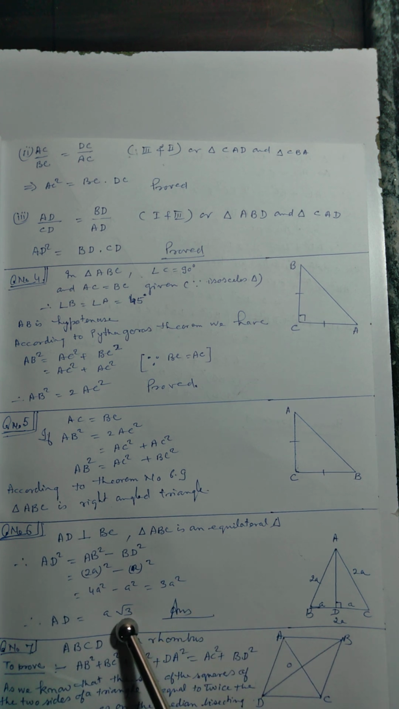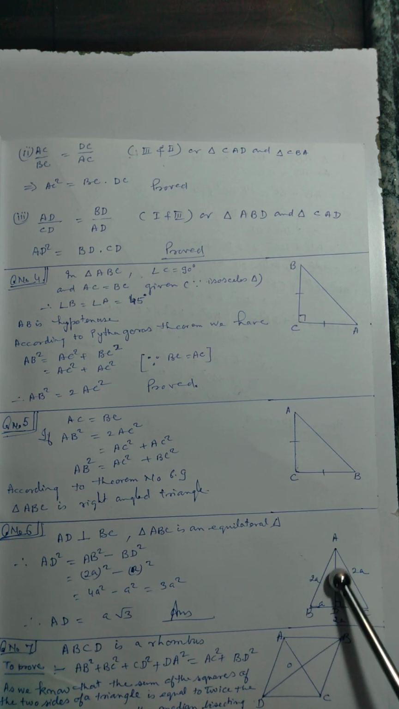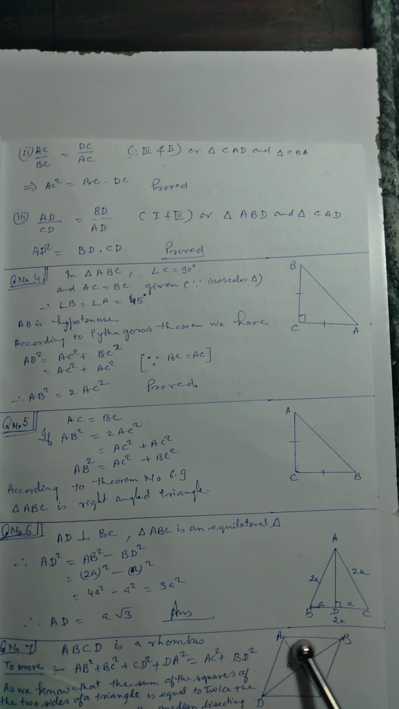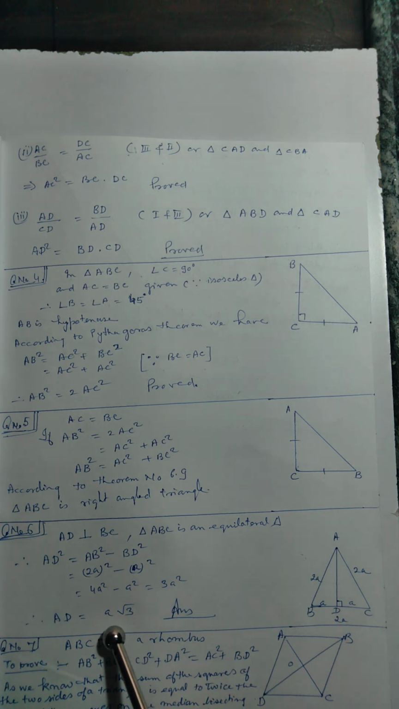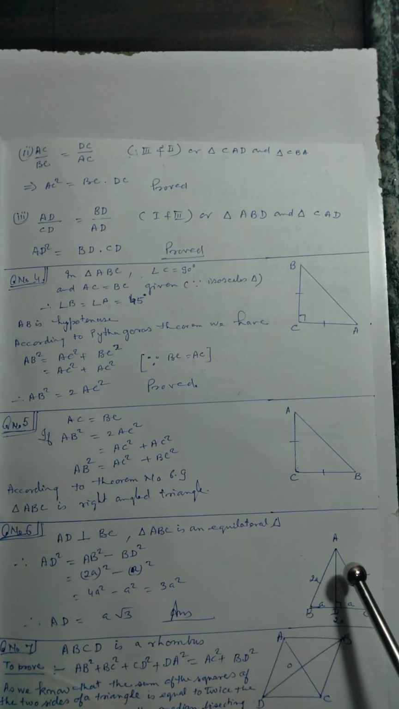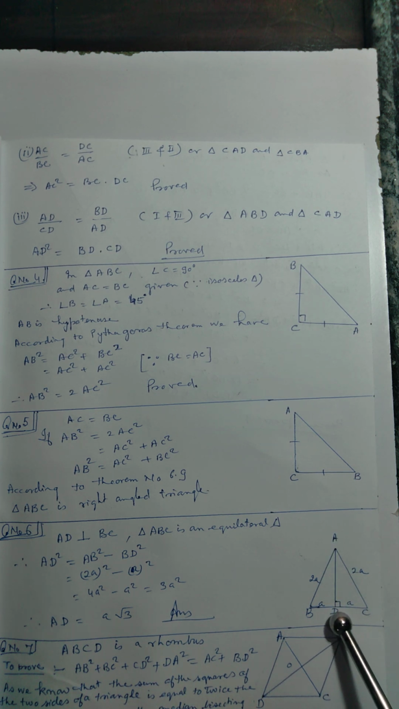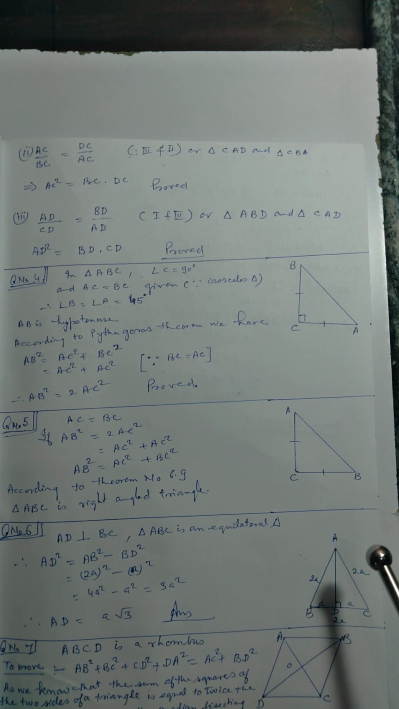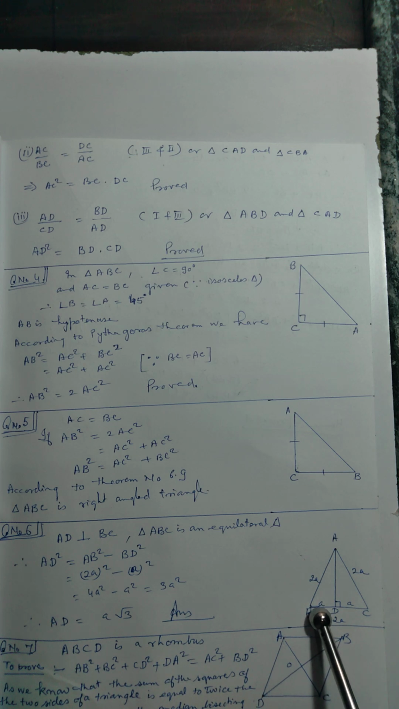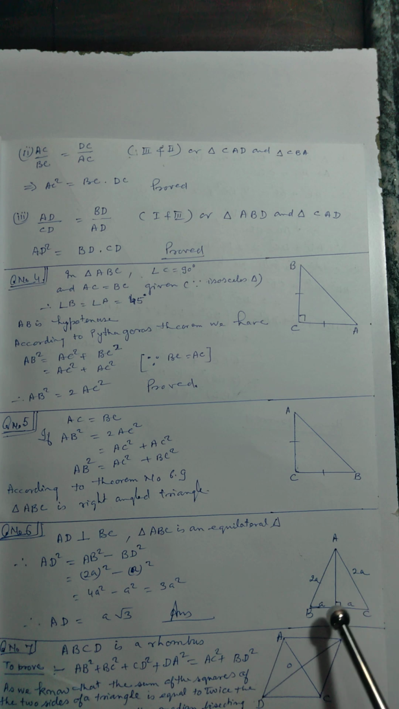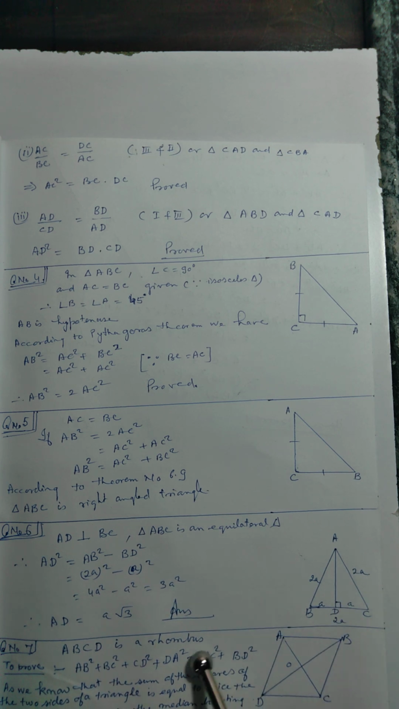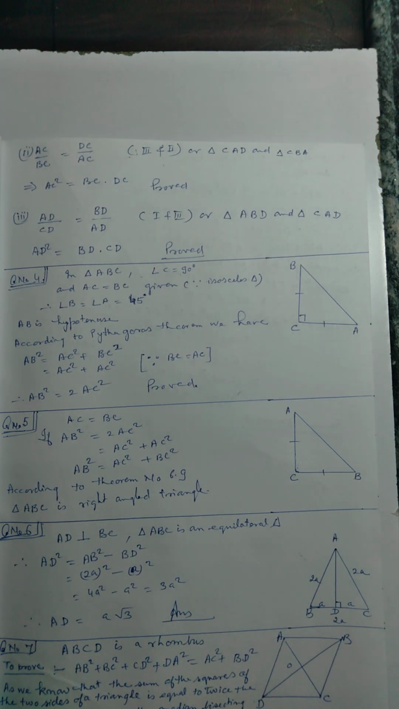So we have to find the AD, this median. That is, AD will be equal to A root 3. It will be the median also, it will be the altitude also in the case of an equilateral triangle. Only when it is an equilateral triangle are medians and altitudes the same. Now proceed to question number 7.